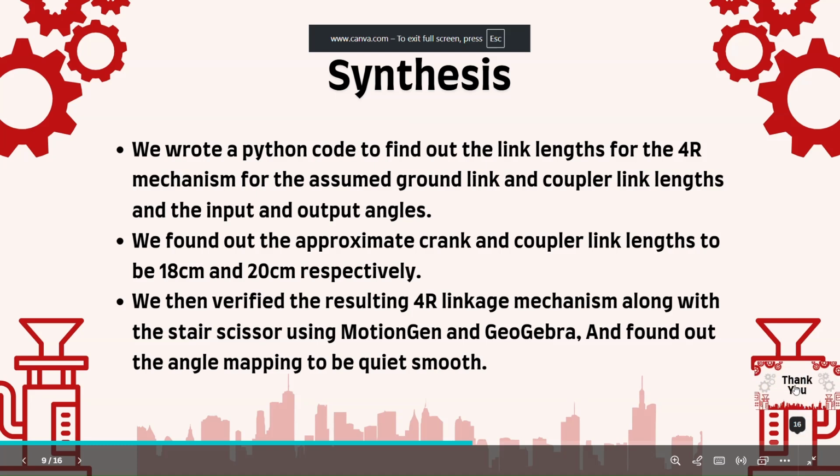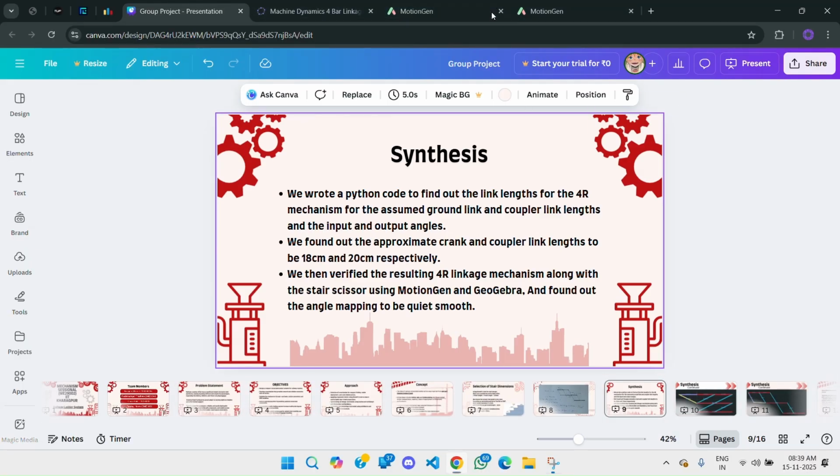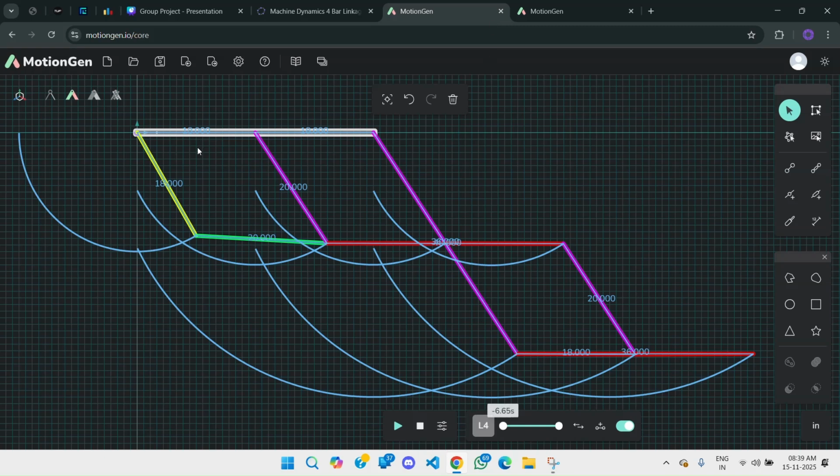So continuing with it, for the scissor mechanism combined with the 4R linkage mechanism, we are using MotionGen. So in MotionGen, this white colored link is the ground, this yellow colored link is the crank, this green colored link is the coupler, and the purple colored link is the follower in the 4R mechanism. And for the scissor mechanism, these purple are the 40 length risers, this is the 20 length riser. For the thread length, this is 36 centimeter length, and this is 136 centimeter length.